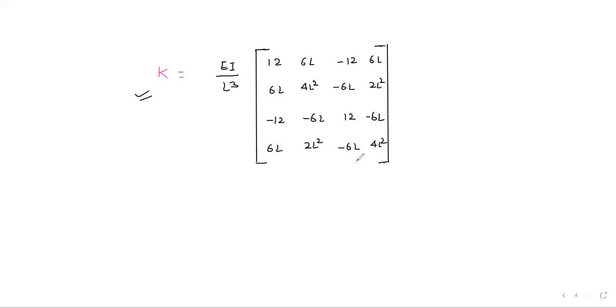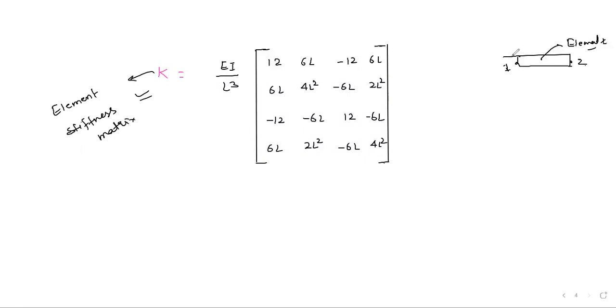This is your stiffness matrix, and it is nothing but the element stiffness matrix, because there is no global matrix here, since we have taken only one element. We have taken a beam like this having 2 nodes. If we have 2 nodes, it means only one element. So this is your element stiffness matrix. If we have 2 elements like this, then if you combine K1 and K2, we will get another K, which is called the global stiffness matrix.